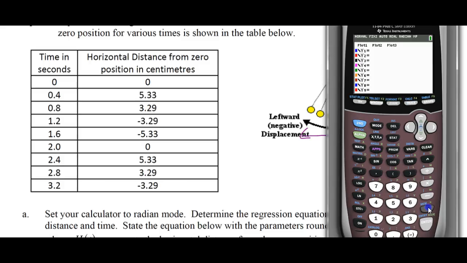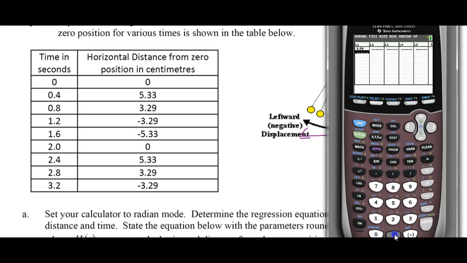Go second function plus into the memory where you would clear. Do number 4, clear all lists. So we're going to put the data into a list, right? If you've run any previous regressions, you just want to clear your lists out. If you've done anything to do with statistics, clear your list. Go into stat, Edit. In L1, put in your time in seconds.